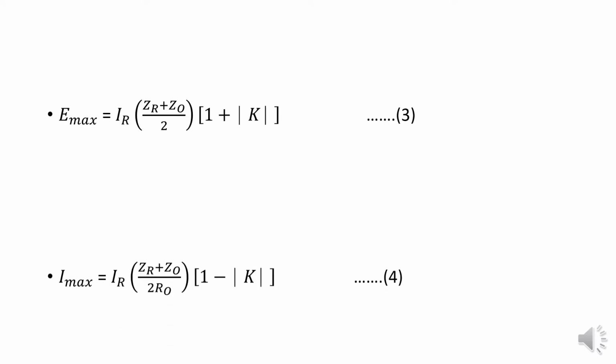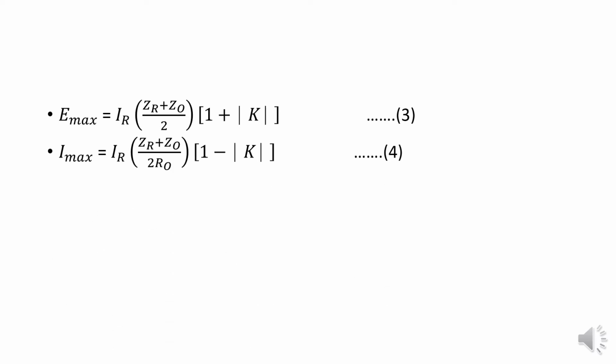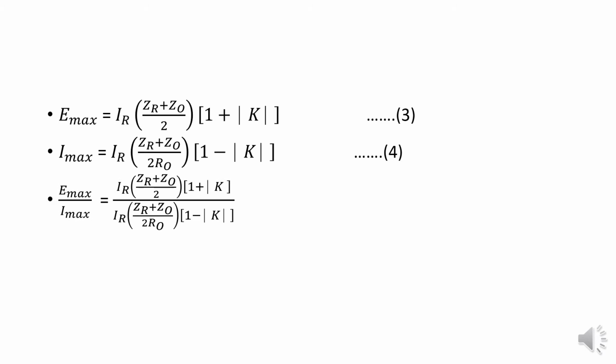Then the maximum current I max will be equal to IR into (ZR plus Z0) divided by 2 R naught into (1 minus modulus of K). So that will be taken as equation 4. Then we divide E max by I max, substituting equations 3 and 4. After that we get E max divided by I max equal to R naught. That will be equation 5.